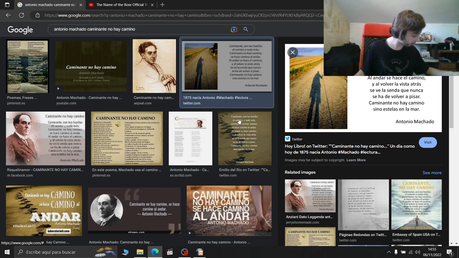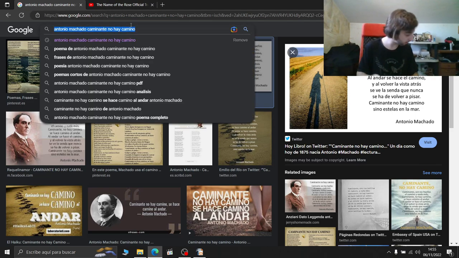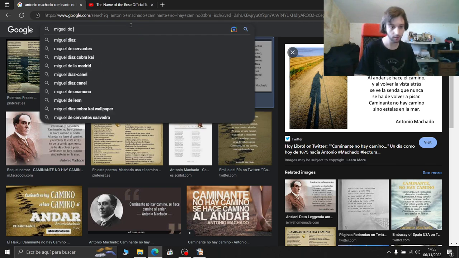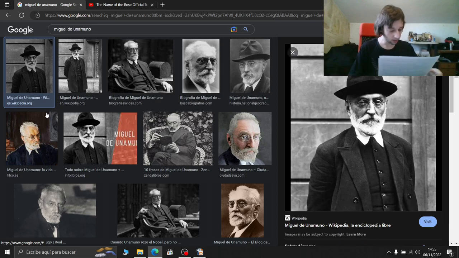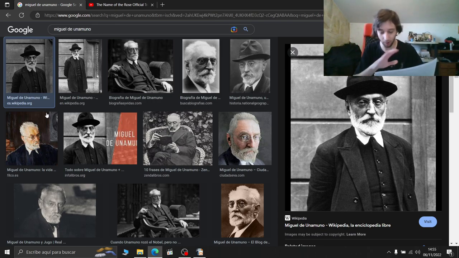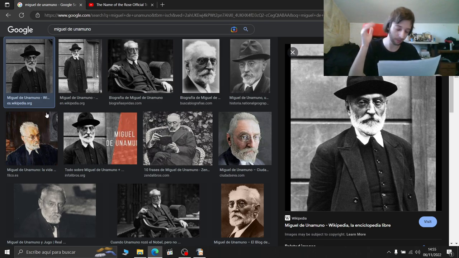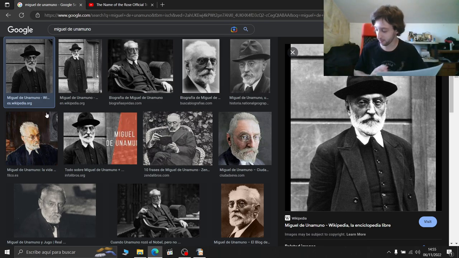And then another writer is Miguel de Unamuno. He writes a book that is called Niebla, that is, in English, Fog. This is the story of Augusto Pérez, a fictional character. Overall, the book is telling the life of this character that is also based on the life of the author. For me, the best is the end.